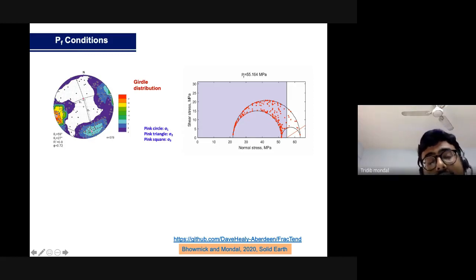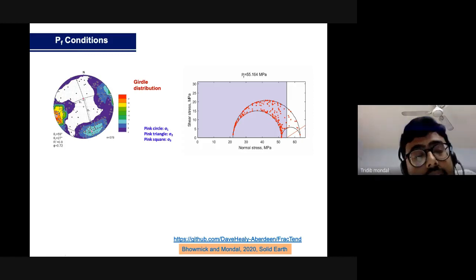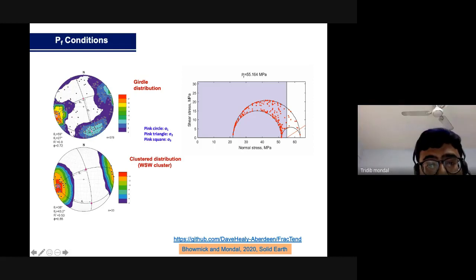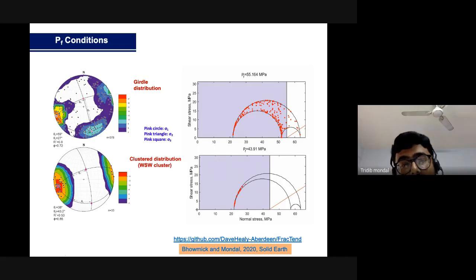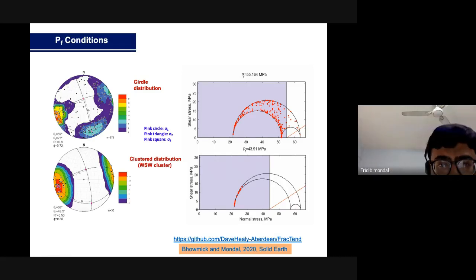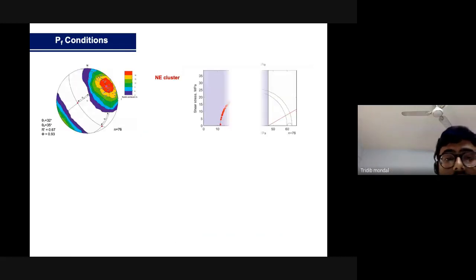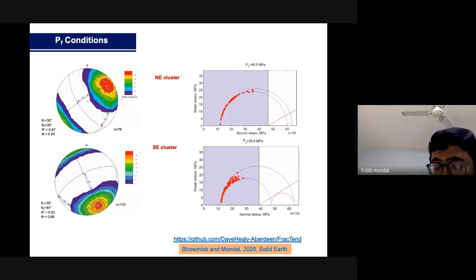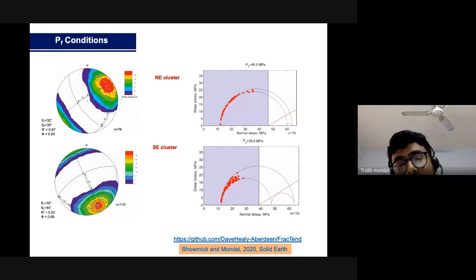However, if we do some statistical analysis, let's say the Bingham statistical analysis, it reflects the 3 clusters within this diagram. And if we separate this, let's say for this cluster, which is the west-south-west cluster, again, we can get very low fluid pressure conditions. Similarly, we can do it for the other 2, that is the northeast cluster and the southeast cluster. So we are getting multiple fluid pressure conditions from high to low.